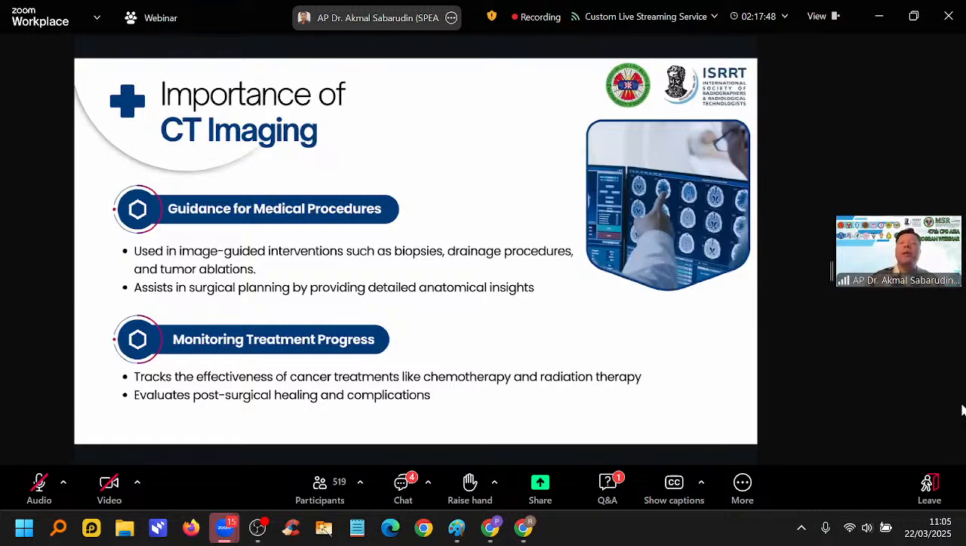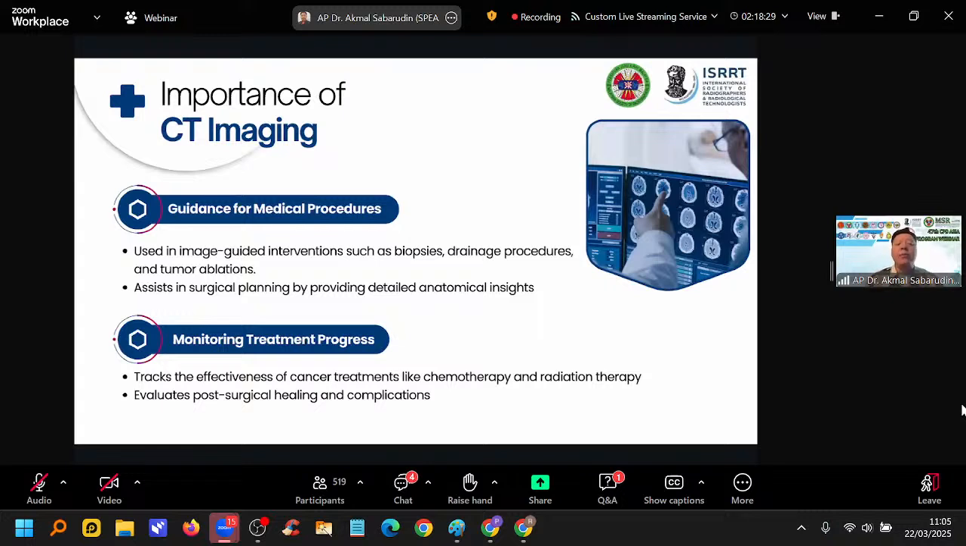And then, CT can be used to monitor treatment progress. This is one of the benefits of having CT, because it tracks the effectiveness of cancer treatment like chemotherapy and radiation therapy. We want to see the growth of the tumor. We want to see the progression of our medical deliverance, in terms of medication or treatment, whether it is effective or not. If not, then they need to do another intervention in order to ensure the success of the treatment for the patient. So CT helps a lot in monitoring this.